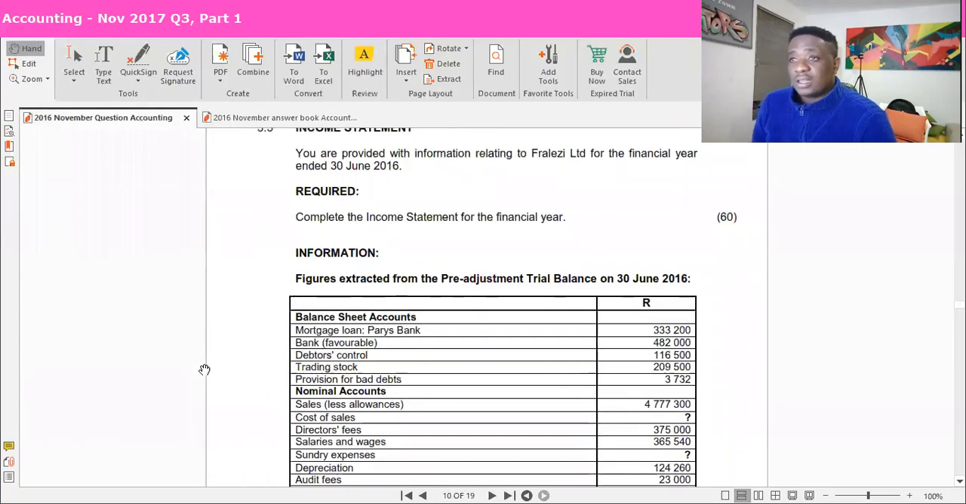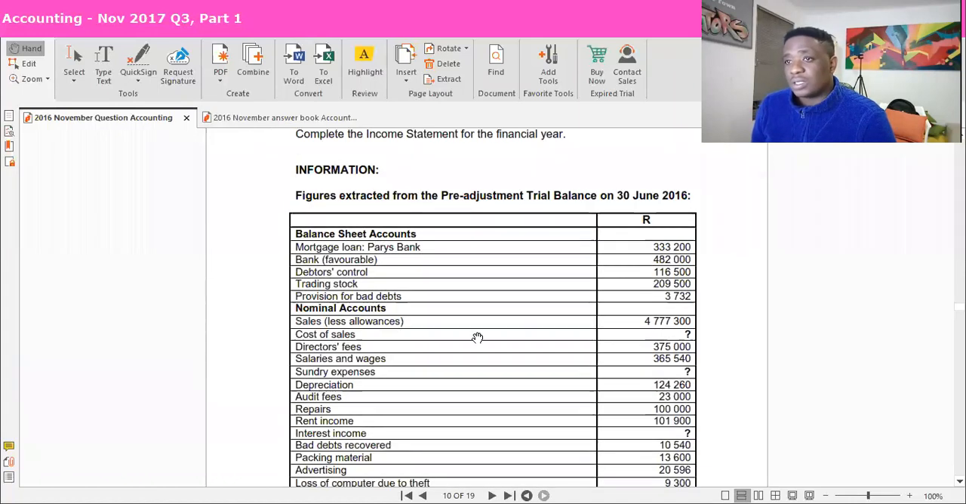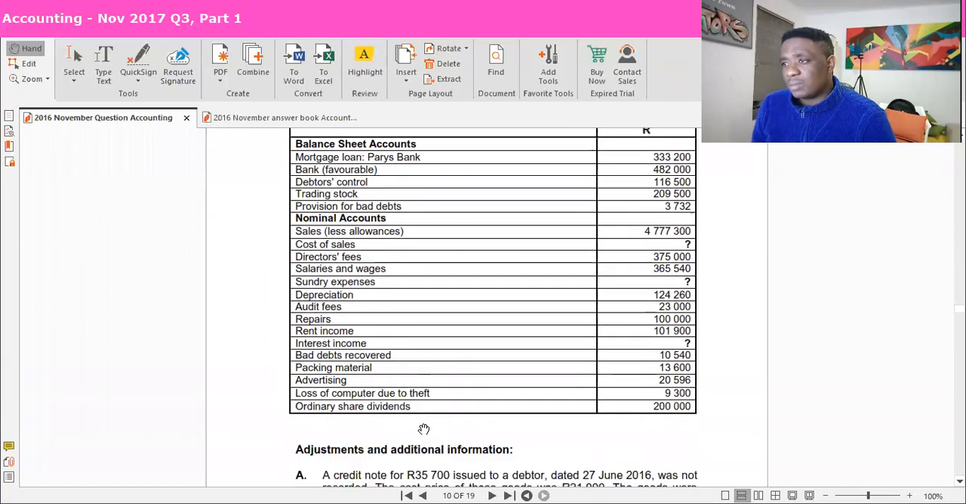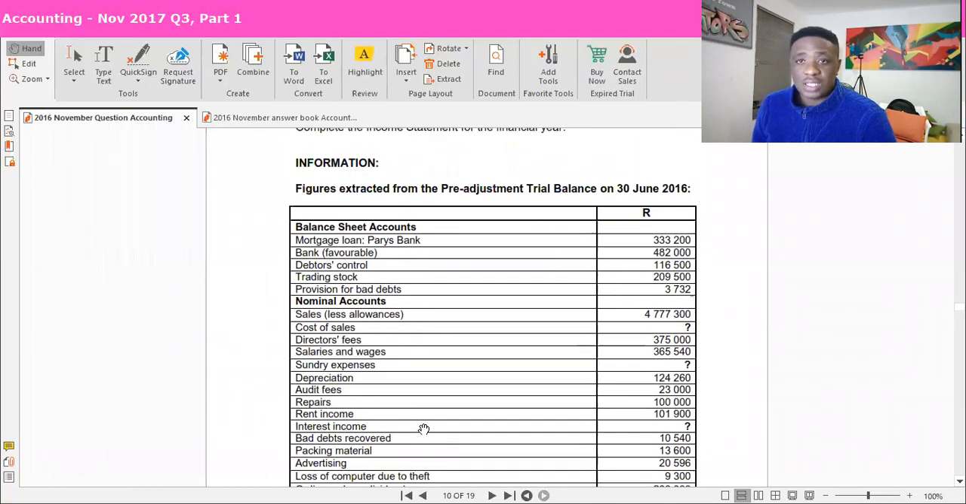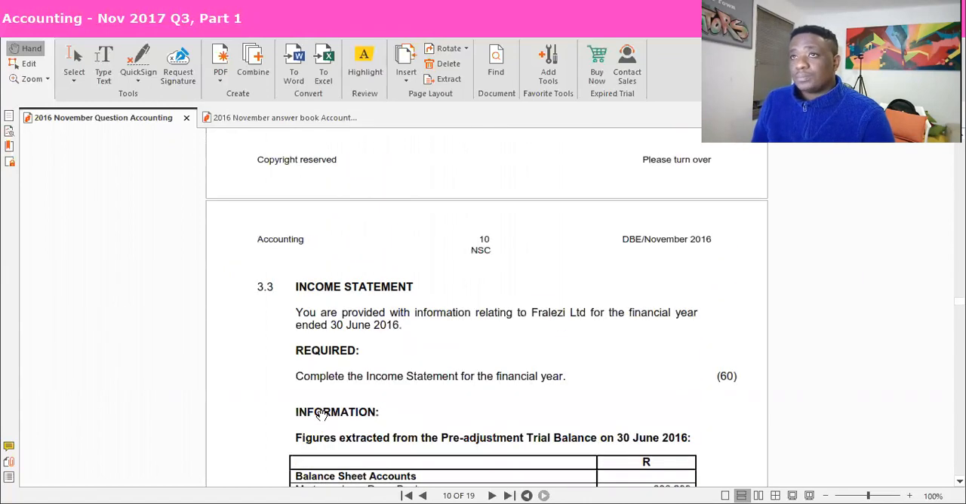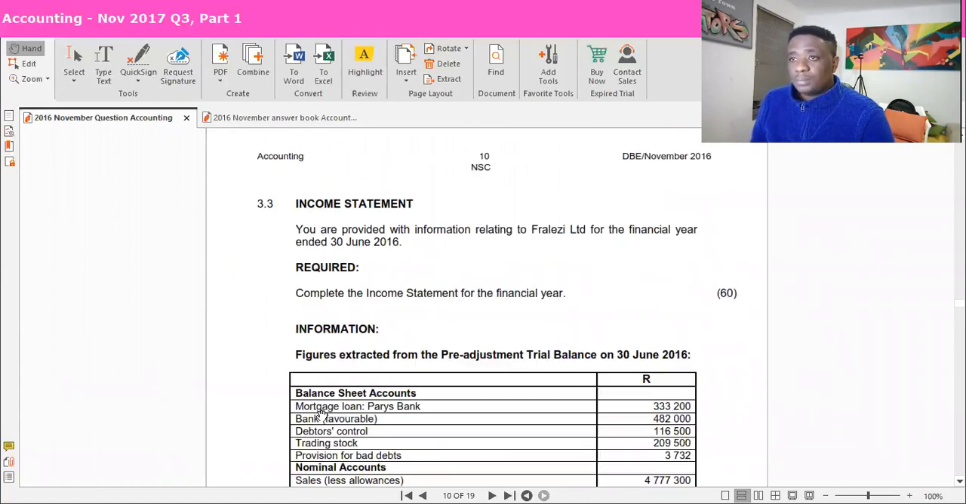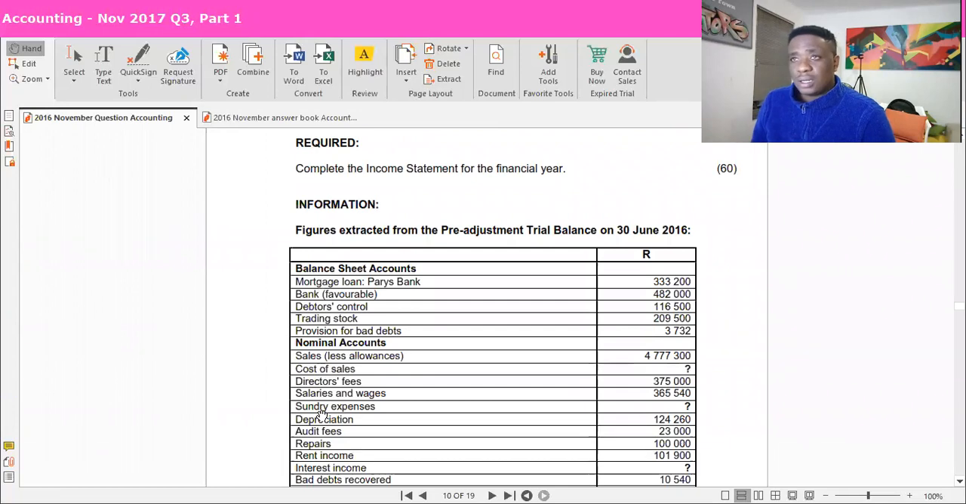And then here they've given you an extract of the pre-adjustment trial balance. You can see there's the sales, cost of sales. They have a question mark there. Interest income also a question mark. So these are the things that we are probably going to have to work out, maybe with the use of adjustments or maybe balancing them out. We'll see. All right, let's jump straight into it.